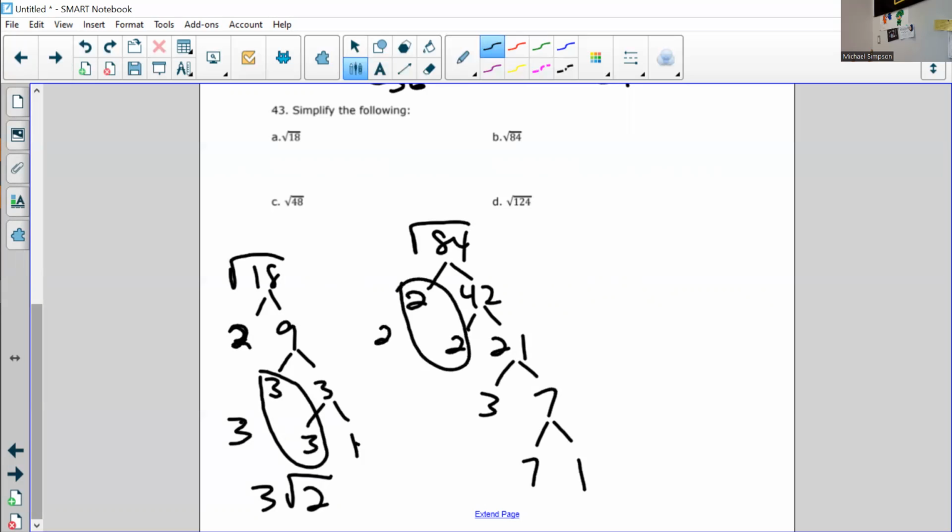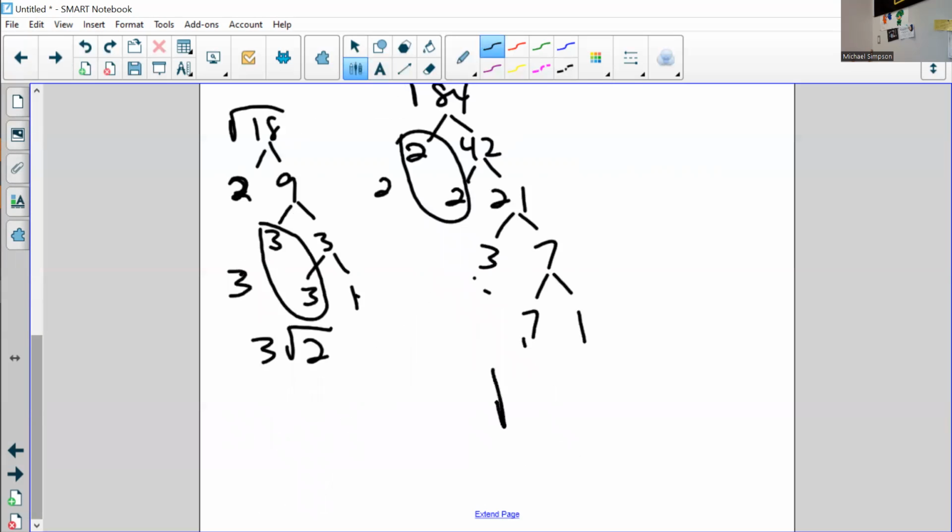Notice now I have one pair of 2, so that's going to give me a 2 right here. These don't have a pair, so they go back under the radical. So that's going to give me 3 times 7 under the radical. One pair of 2 stays outside, and that gives me 2 radical 21. That's the answer. All right.